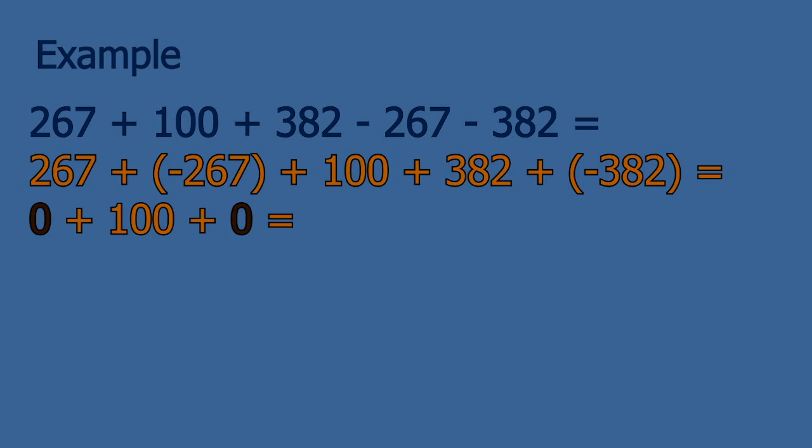We leave the 100 alone for now. We also see that 382 plus negative 382 is equal to 0. So our original problem becomes 0 plus 100 plus 0. Well, you guys guessed it. The answer is 100. Oh, come on. At this point in the video, you gotta admit that is pretty cool.